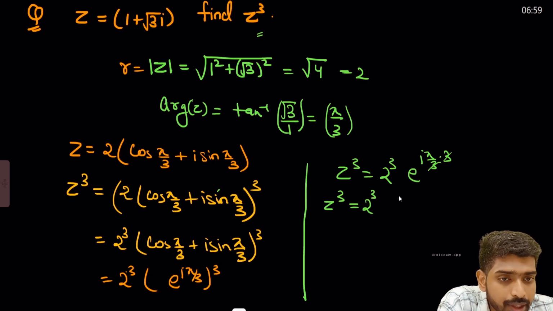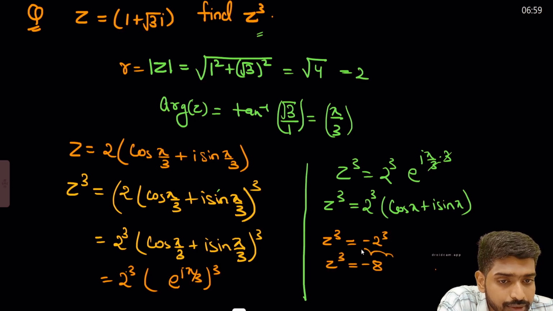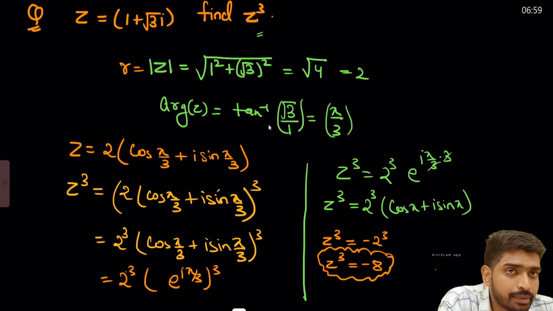E to the power iota pi, if I want to write in polar form, I'll write it as cos pi plus iota sin pi. So cos 180 degrees is minus 1, right? And sin 180 degrees is 0. So here we can write z cube is nothing but minus of 2 cube, or z cube is nothing but minus of 8, right? Simply by applying de Moivre's theorem, it is easy to calculate.